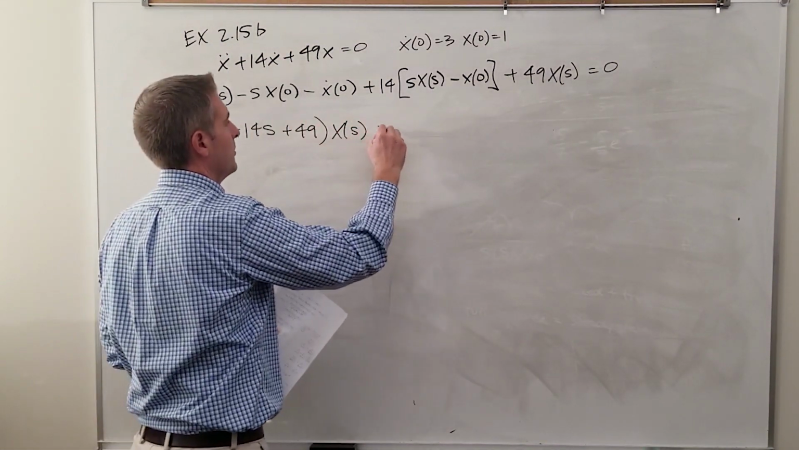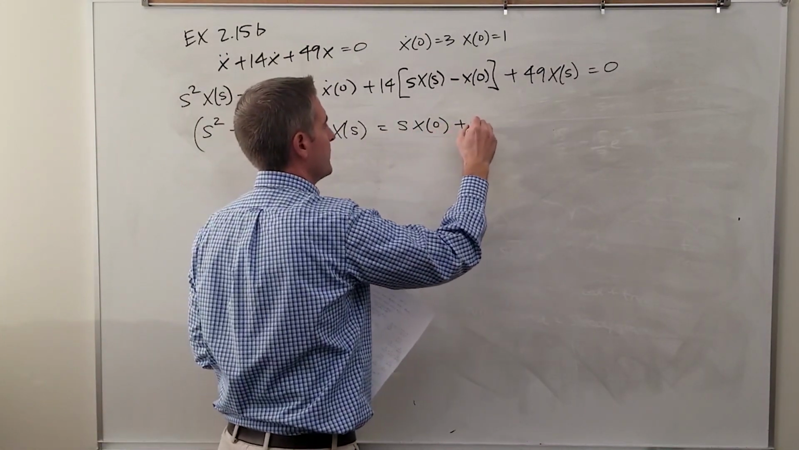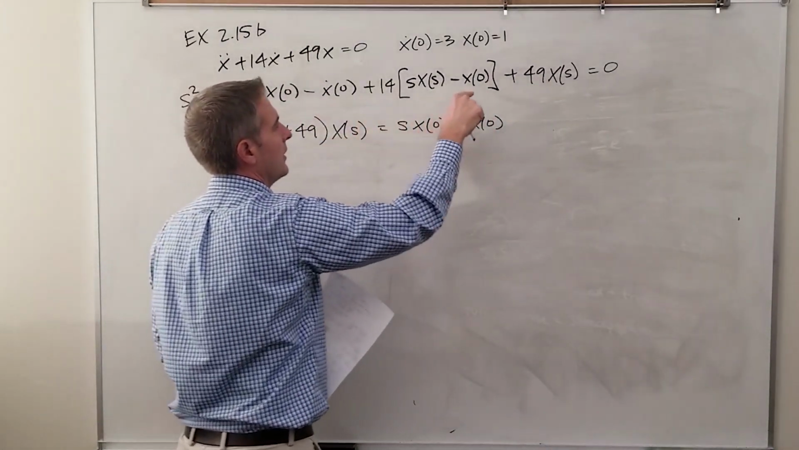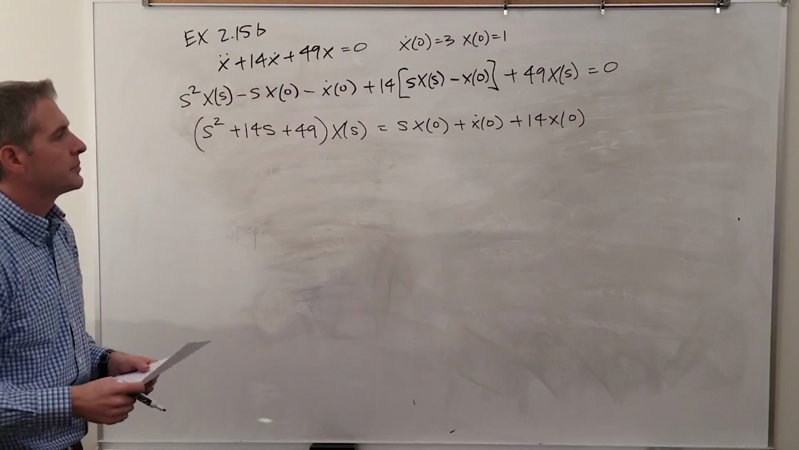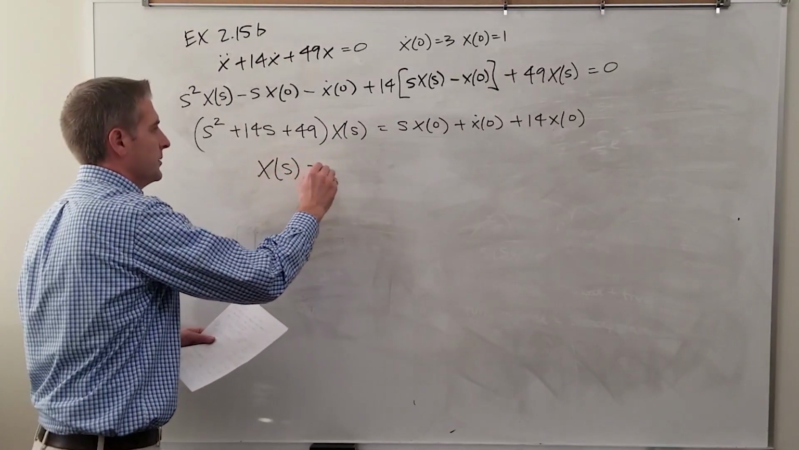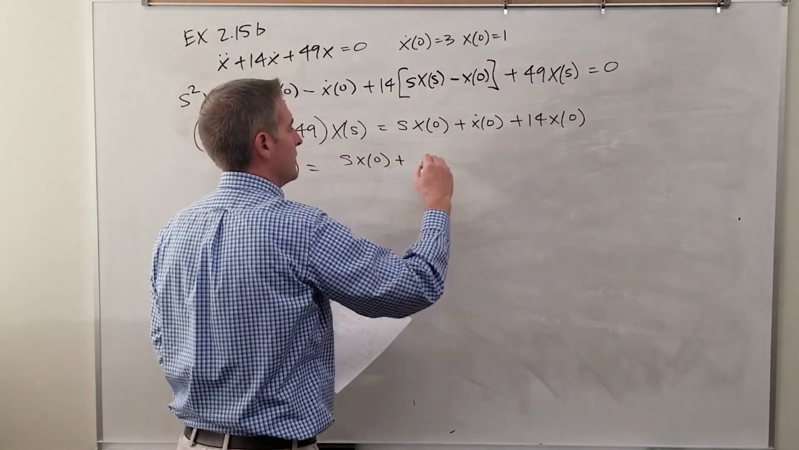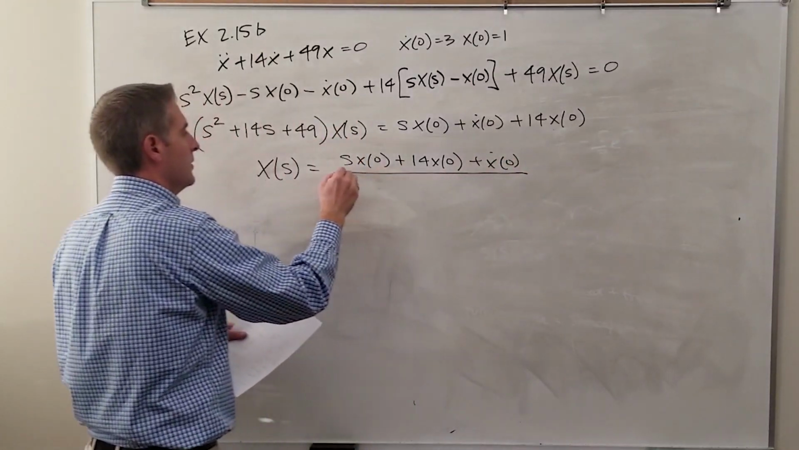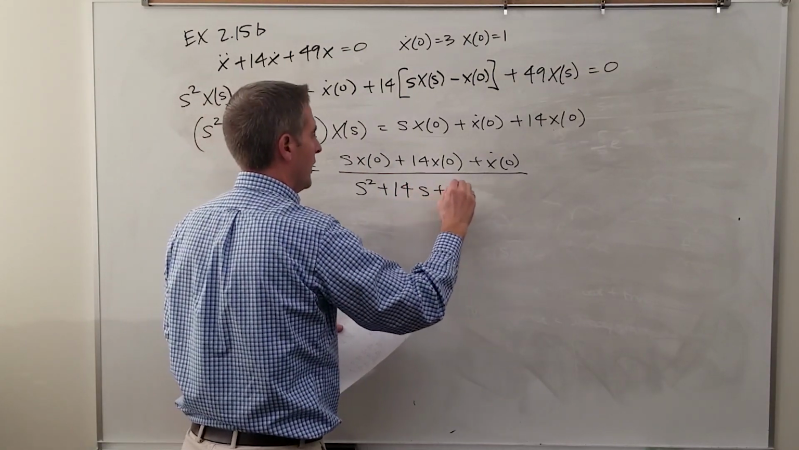So I'm going to have a positive s x0 from this term right here, a positive x0 dot from right here, okay? And then this term right here is going to be a plus 14 x0, minus initial conditions. Well, that's going to mean that I have X(s), which is equal to this whole term right here, s times x0 plus, I'm going to bring that over, 14 x0, plus x dot 0, all over this term in front of the X(s), s squared plus 14s plus 49.